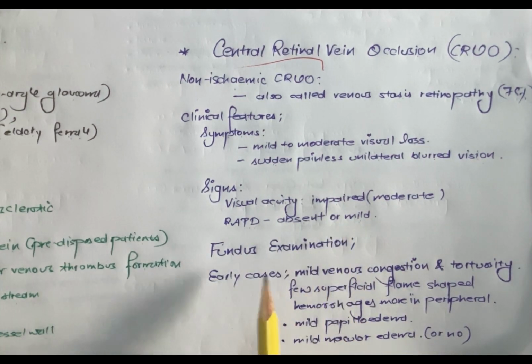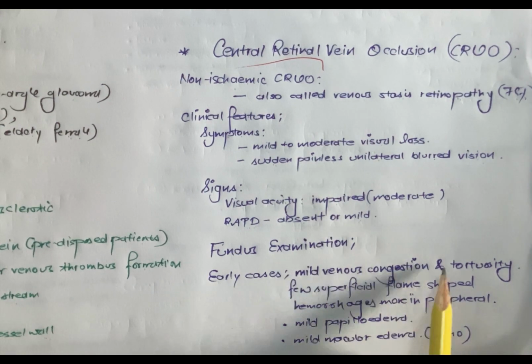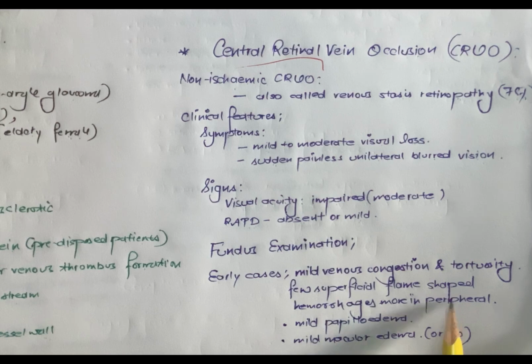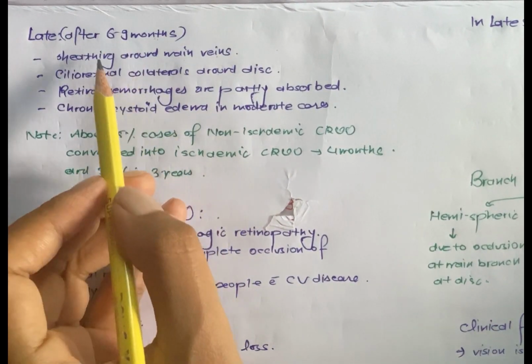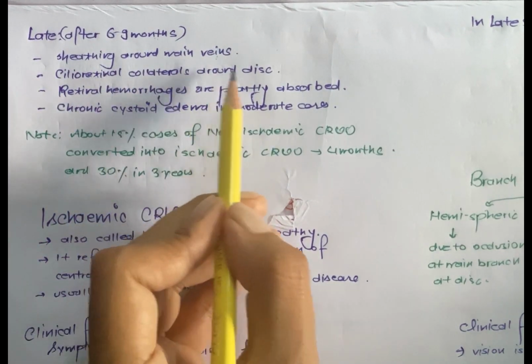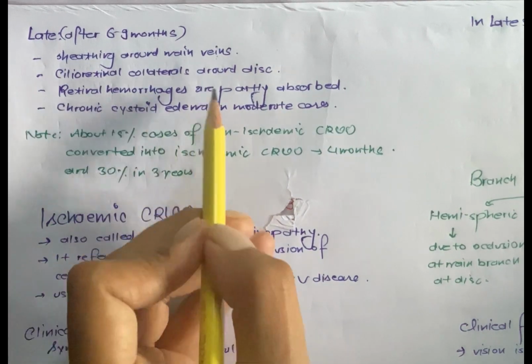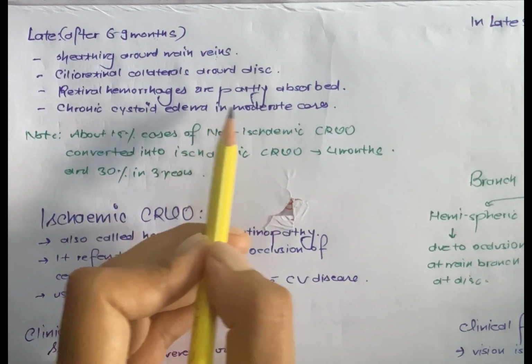And now talking about the fundus examination, in early cases there is mild venous congestion and tortuosity. Few superficial flame-shaped hemorrhages are more common in the peripheral regions, and there could be mild papilledema, and there could be mild or no macular edema. And in late cases, after 6 to 9 months, there could be sheathing around main veins, and there could be cilioretinal collaterals around the disc. Retinal hemorrhages are partly absorbed, and chronic cystoid edema can also be seen in moderate cases.